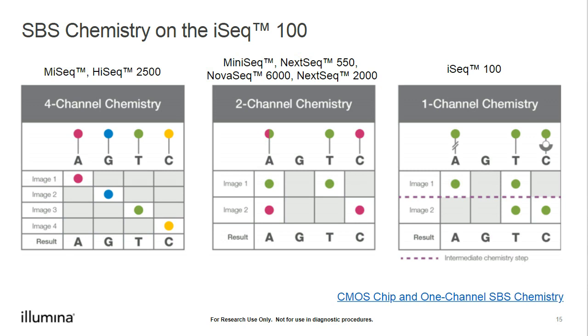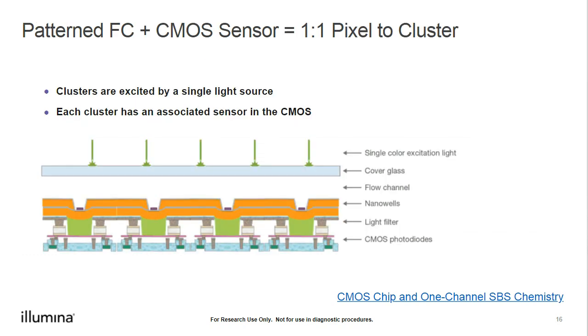And we have some more information about that CMOS chip and 1-channel SBS chemistry linked here. I have that paper linked a couple times here coming up, just because it's such a great resource for us. And so the pattern flow cell technology is critical to letting the iSeq 100 instrument be able to do what it does.